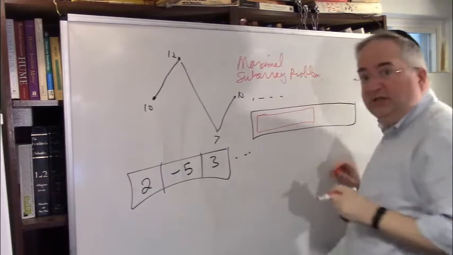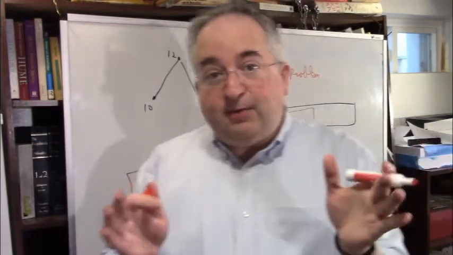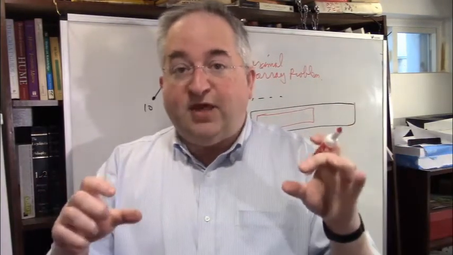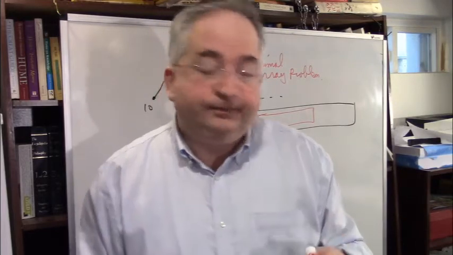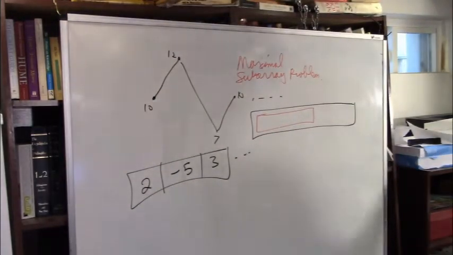Let's rephrase it. You're given an array of numbers, and you want to find a subarray, a part of that one-dimensional array, such that when you add up all the numbers inside it, it's going to be the highest possible number. Okay? Now this will solve the problem, and we'll see how to do it.